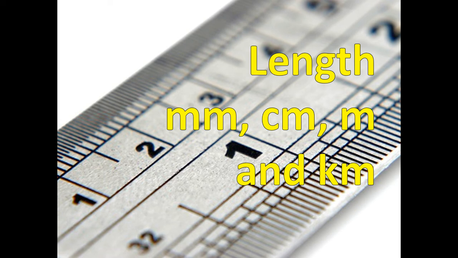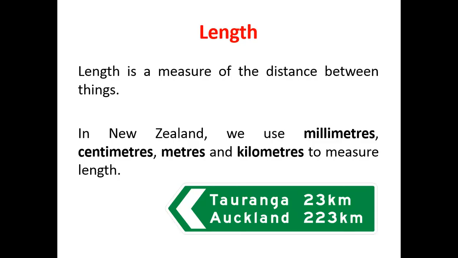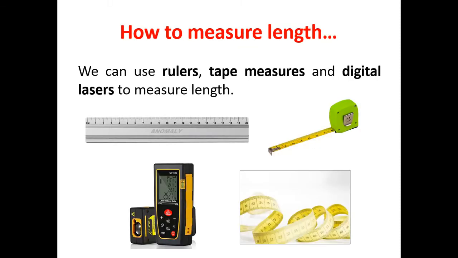Welcome to another video. This video is on length and we're going to look at the conversion of millimeters, centimeters, meters and kilometers. Length is a measure of the distance between things. In New Zealand we use millimeters, centimeters, meters and kilometers to measure length. We can use rulers, tape measures and digital lasers to measure length.